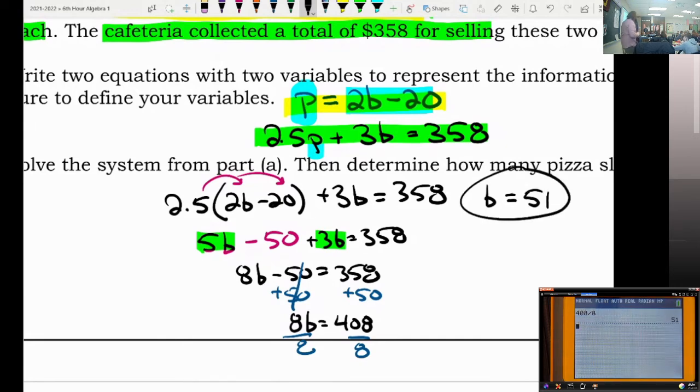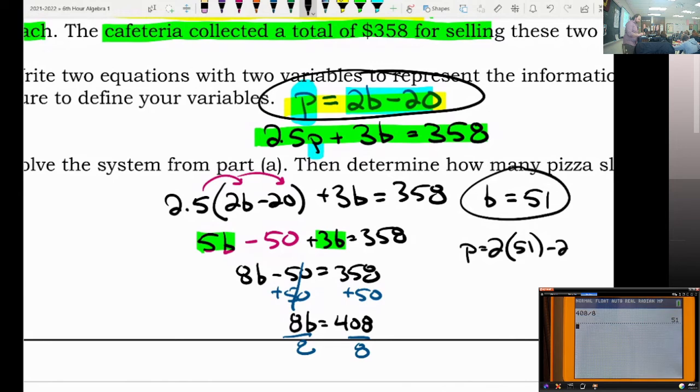51 burritos. Of course, we also need to know how many pizza slices, but fortunately, one of our equations tells us exactly that information. The pizza slices is twice the number of burritos minus 20, or in this case, 102 minus 20, which is 82. And you can use the calculator for those big numbers if you're struggling with that kind of stuff. But not a super difficult problem. Well, not a nice problem either, but we're going to move to the next page. Let's keep going.